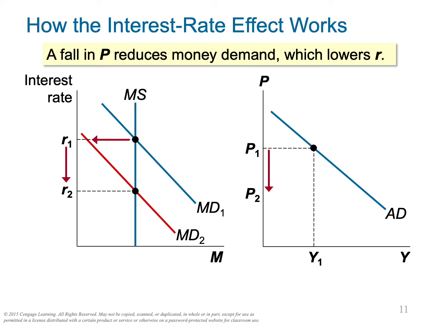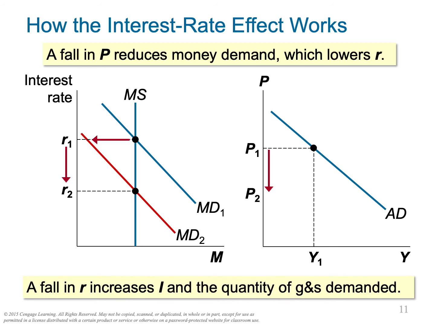Okay, so we talked about, I guess, the opposite of this, right? Price level goes up, interest rate goes up. So this is the opposite. But basically, when there's a fall in the price level, there's a fall in the demand for money, which decreases interest rates. And as we've seen in the past, when there's a decrease in interest rates, it basically means that it's cheaper to borrow money. And so businesses in particular are going to borrow more money, make more investments, and therefore the quantity of goods and services demanded will increase and get us to a higher level of GDP.